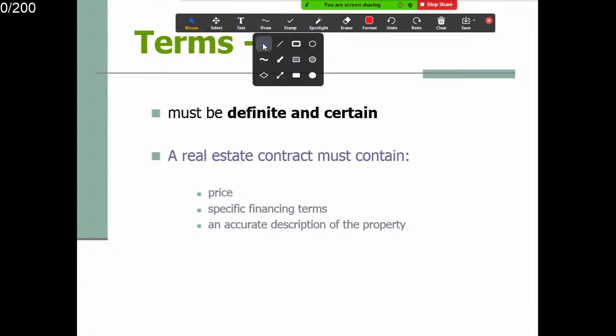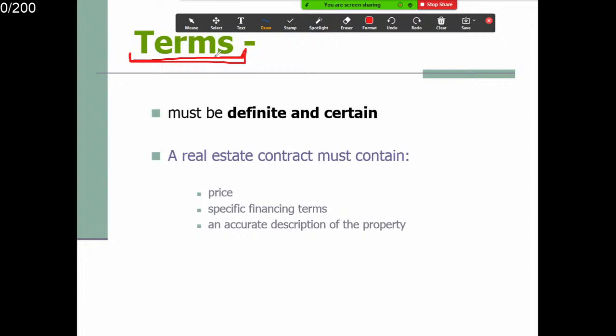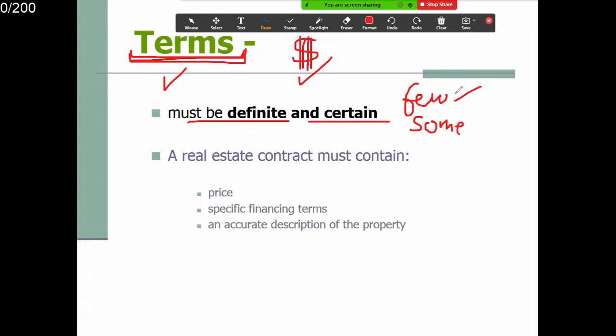All right, terms are very important. Okay, a lot of people forget about other terms. Okay, all they focus on is the money. What's the price? Okay, but terms are also as important as the dollar. Okay. Terms must be definite and certain, right? You cannot use "a few days," right? "Someday," right? "Give me some money," right? Okay? Do not use these words, okay? Or "whenever," right?